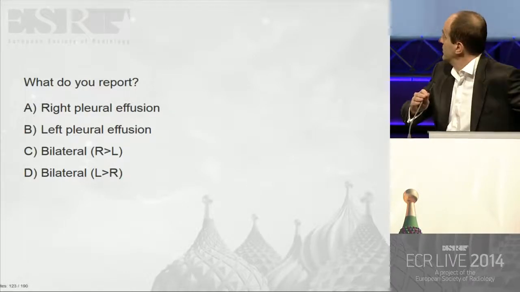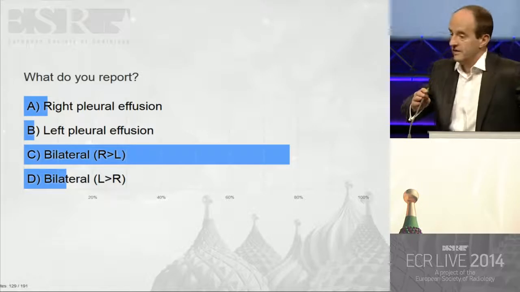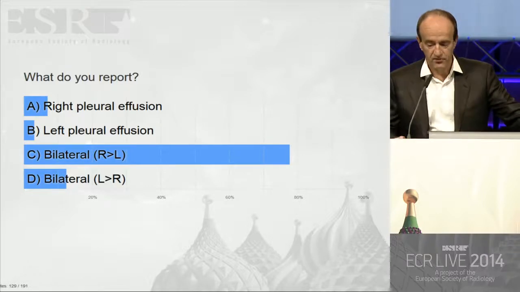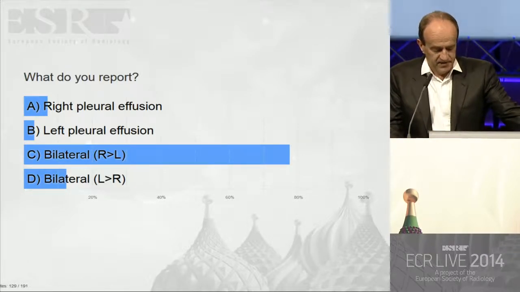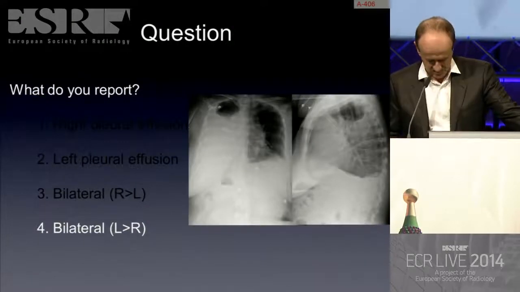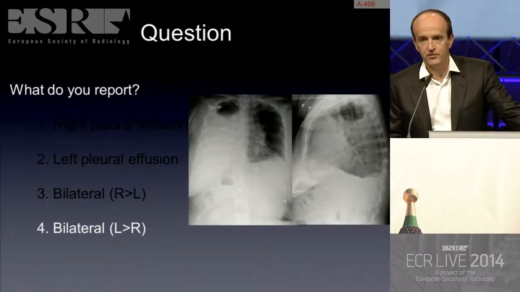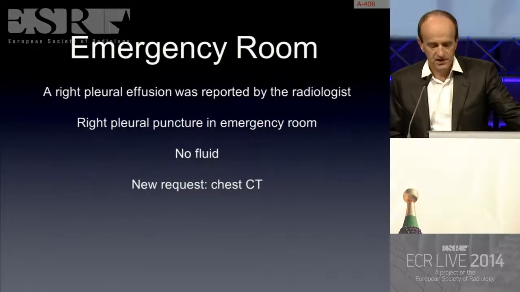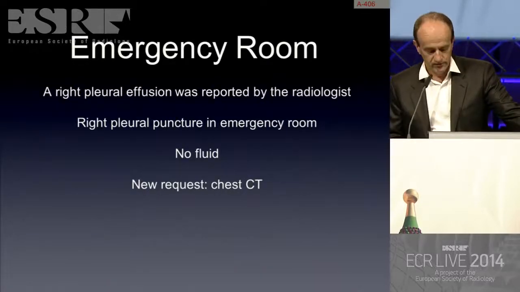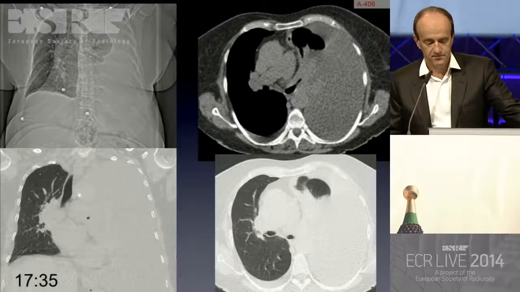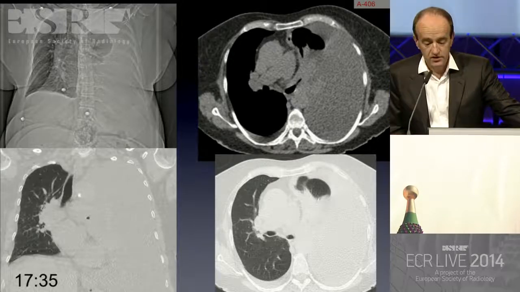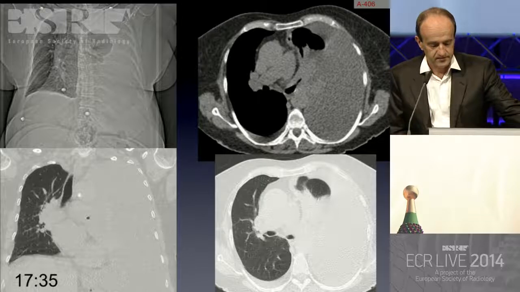Okay. Could we have the results? Bilateral, right larger than left is the majority of you, but you missed something. In fact, the left effusion is larger than the right. The right pleural effusion was reported as being larger. A puncture was performed in the emergency room and they got no fluid, so they requested a CT. And on the CT, you can see that the large effusion is on the left and not on the right.